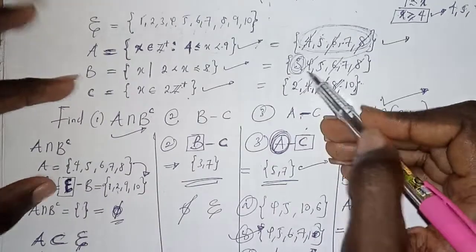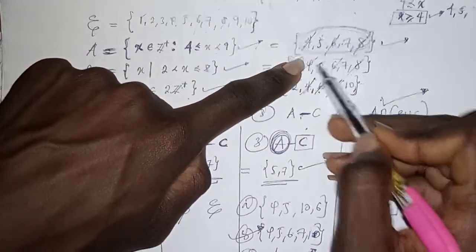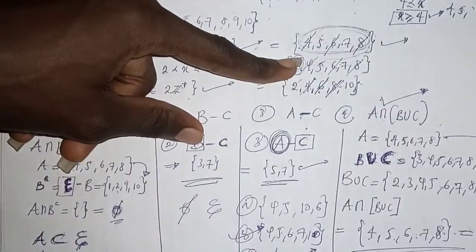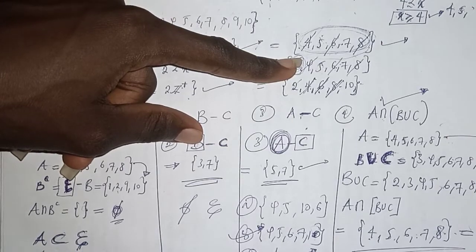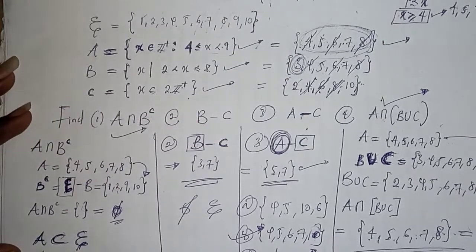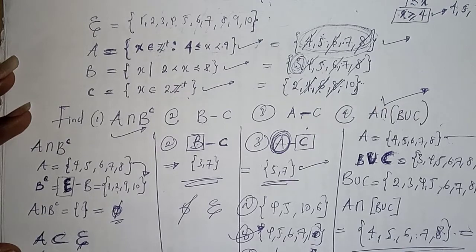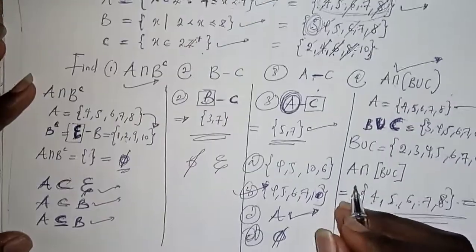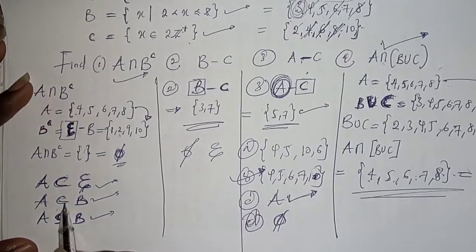But suppose you have just 4, 5, 6, 7, 8 in both sets. Then that is when I will tell you that A is a subset of B. That is, A is a subset, and at the same time, the two sets are equal to each other. That's equality of sets. So that's how it works. That's the main explanation.